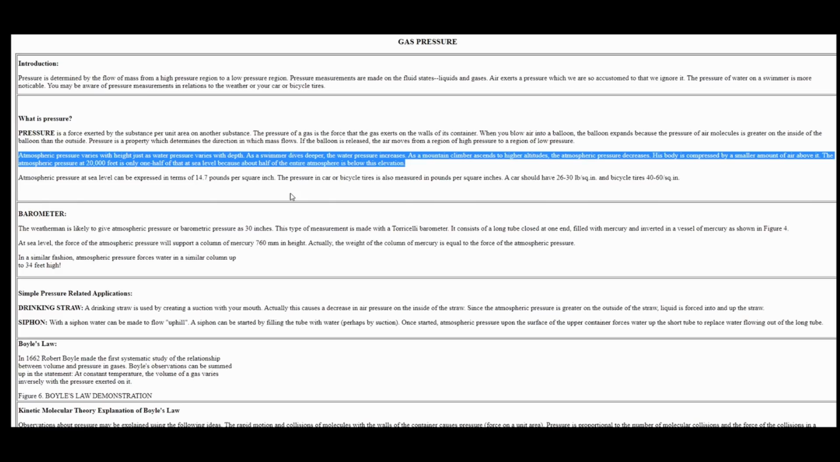Atmospheric pressure varies with height just as water pressure varies with depth. As a swimmer dives deeper, the water pressure increases. As a mountain climber ascends to higher altitudes, the atmospheric pressure decreases. His body is compressed by a smaller amount of air above it. The atmospheric pressure at 20,000 feet is only 1/2 that at sea level because about half of the entire atmosphere is below this elevation. Wow, John, I think I see a pattern developing.